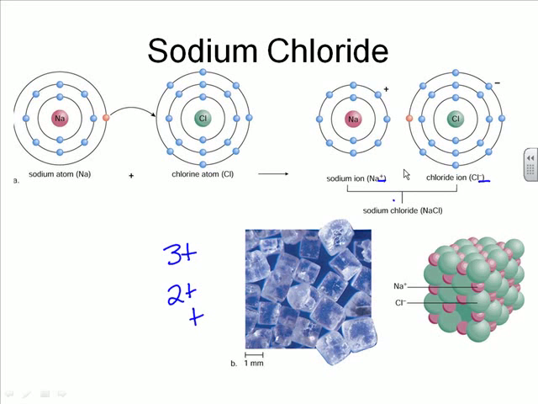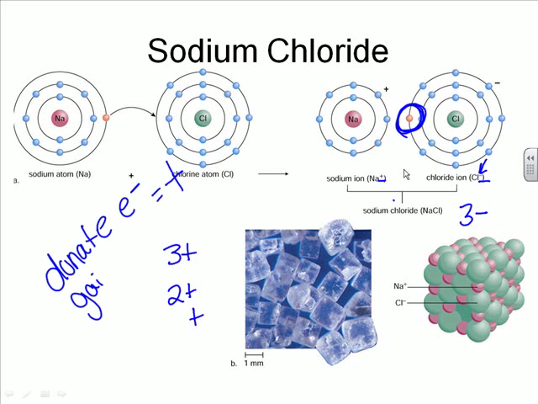if you gain, if you take, then you're going to become a negative ion. Why? Because you are gaining a negatively charged particle. If there is a number with this, such as 3 minus, that tells you how many electrons you gained when you formed this ionic bond. It's referred to as an ion. So remember, if we donate electrons, we're going to become positive. If we gain electrons, we're going to become a negative ion.